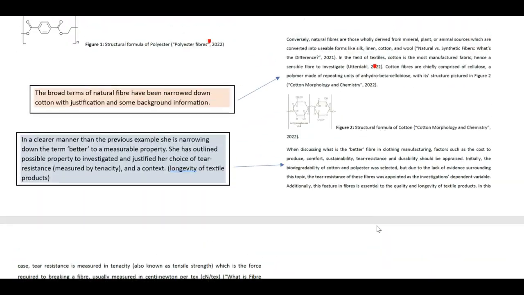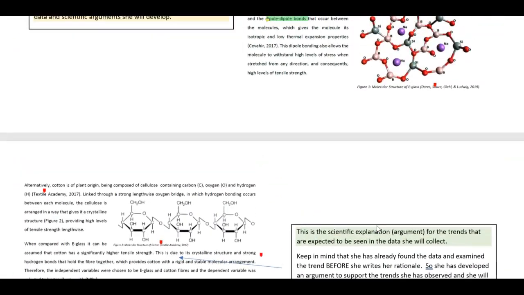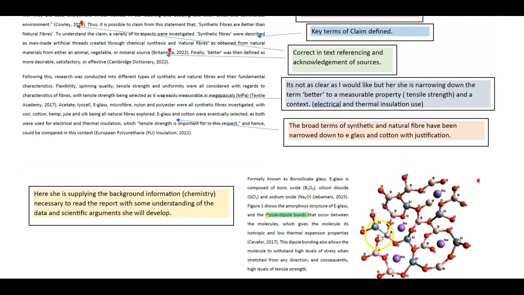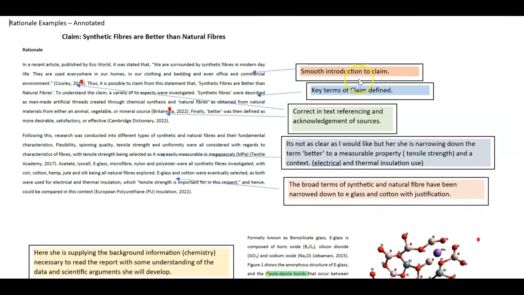So I hope these 3 examples help you with developing your rationale, and hopefully the annotations help you see where I see the specific things that I need to mark.